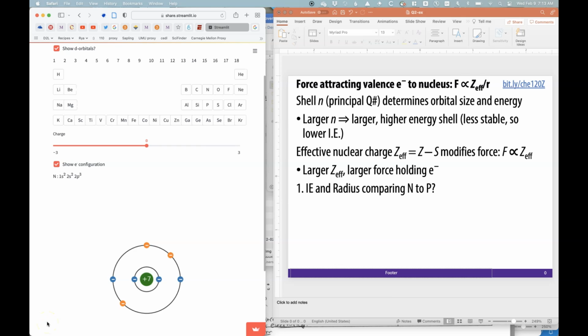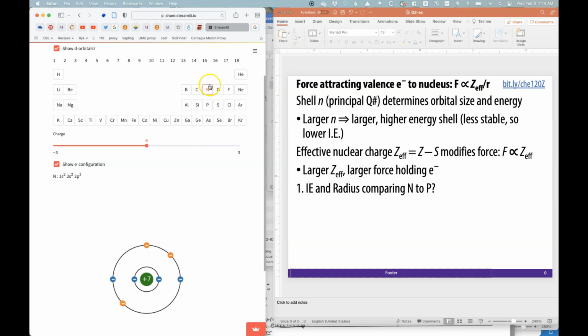I just wanted to talk through the explanations one more time with our little graphic here. So I made this to try to give you a better understanding of the interplay of those different factors for periodic properties and trends. So again, for this first one, ionization energy and radius comparing nitrogen to phosphorus.